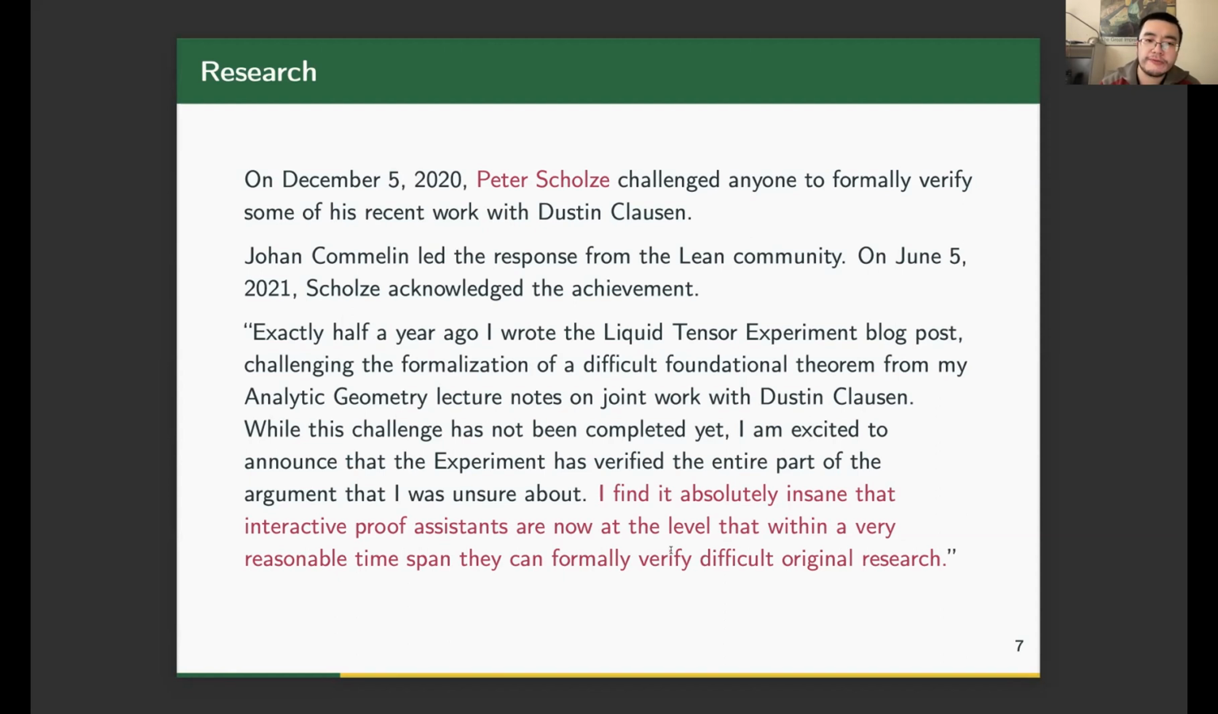Exactly half a year ago, I wrote the Liquid Tensor Experiment blog post challenging the formalization of a difficult foundational theorem from my analytic geometry lecture notes on joint work with Dustin Clausen. While this challenge has not been completed yet, I'm excited to announce that the experiment has verified the entire part of the argument that I was unsure about. I find it absolutely insane that interactive proof assistants are now at the level that within a very reasonable time span, they can formally verify difficult original research. And this is the current level of interactive theorem provers.